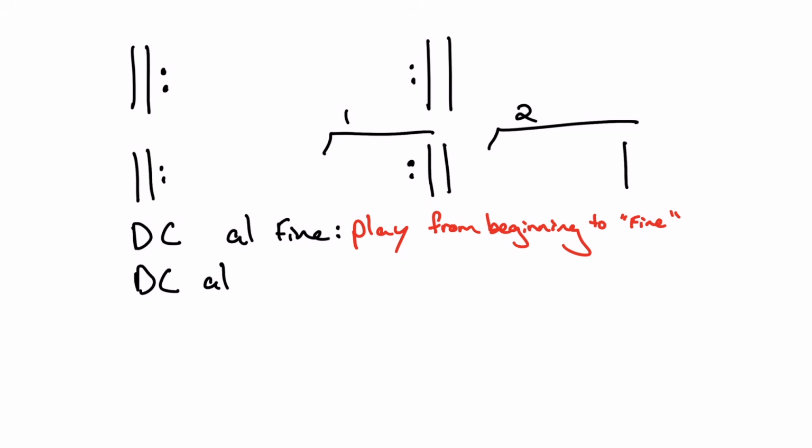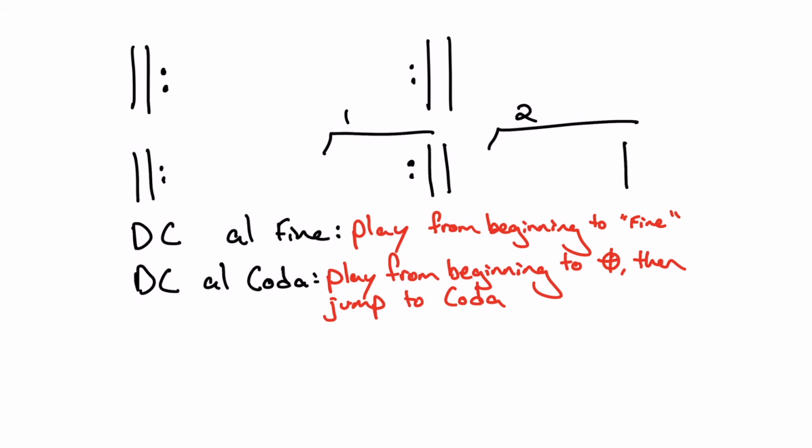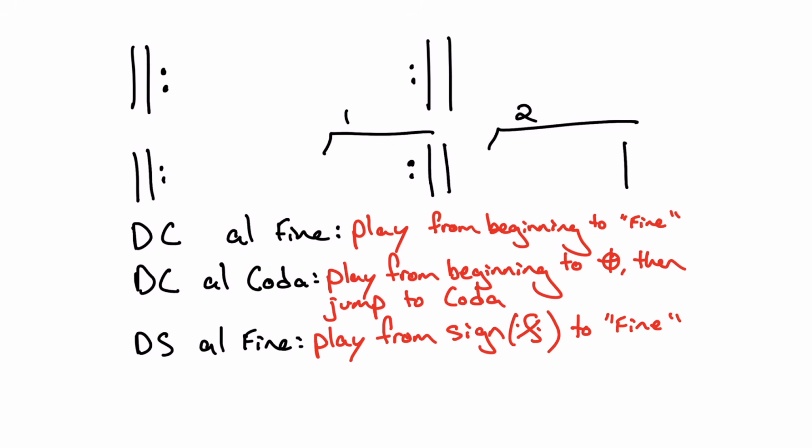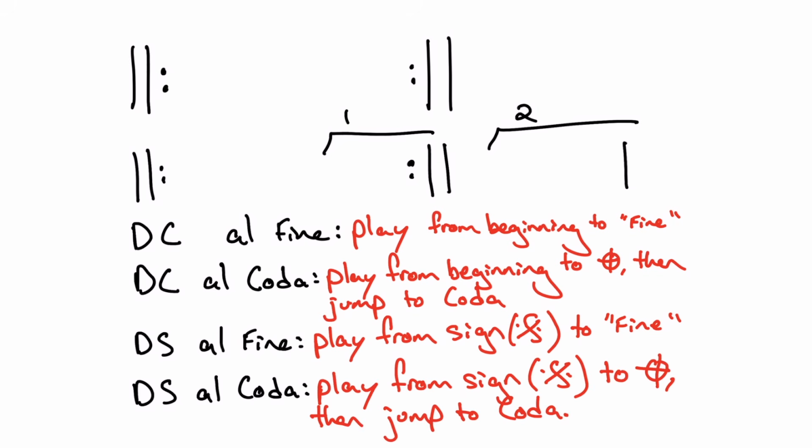We can have DC al Coda, which means to play from the beginning to the coda sign and then jump to the coda. We can have a DS al fine, which means to go back and play from the segno to the fine. And we can have a DS al Coda, which means to play from the sign all the way to the coda indication and then jump to the coda. And those are the many ways that you can repeat material in music.